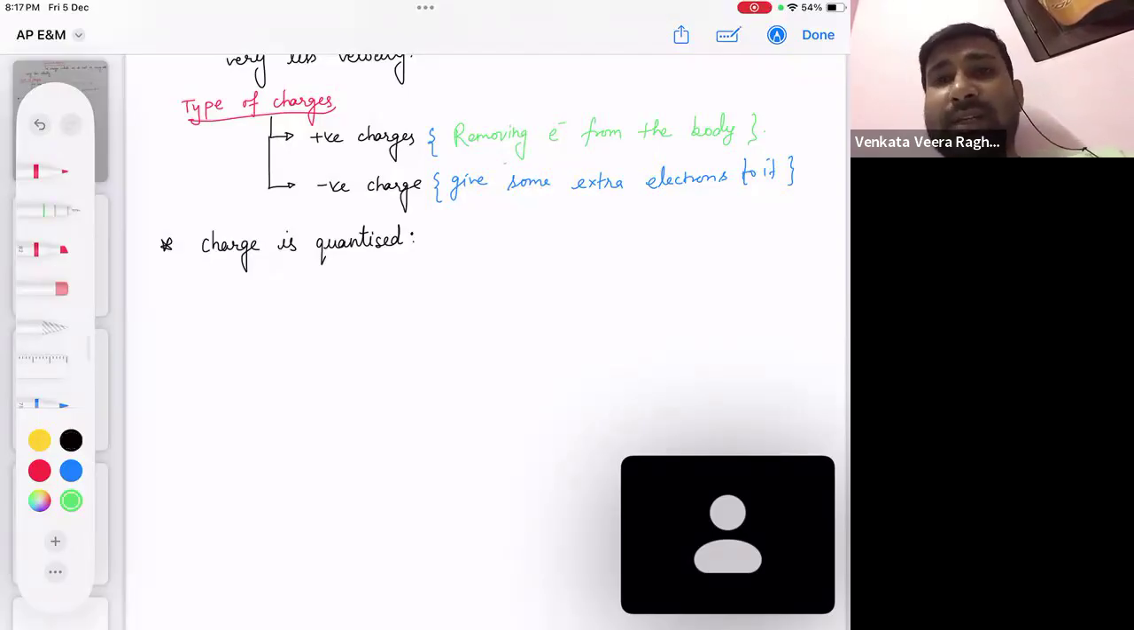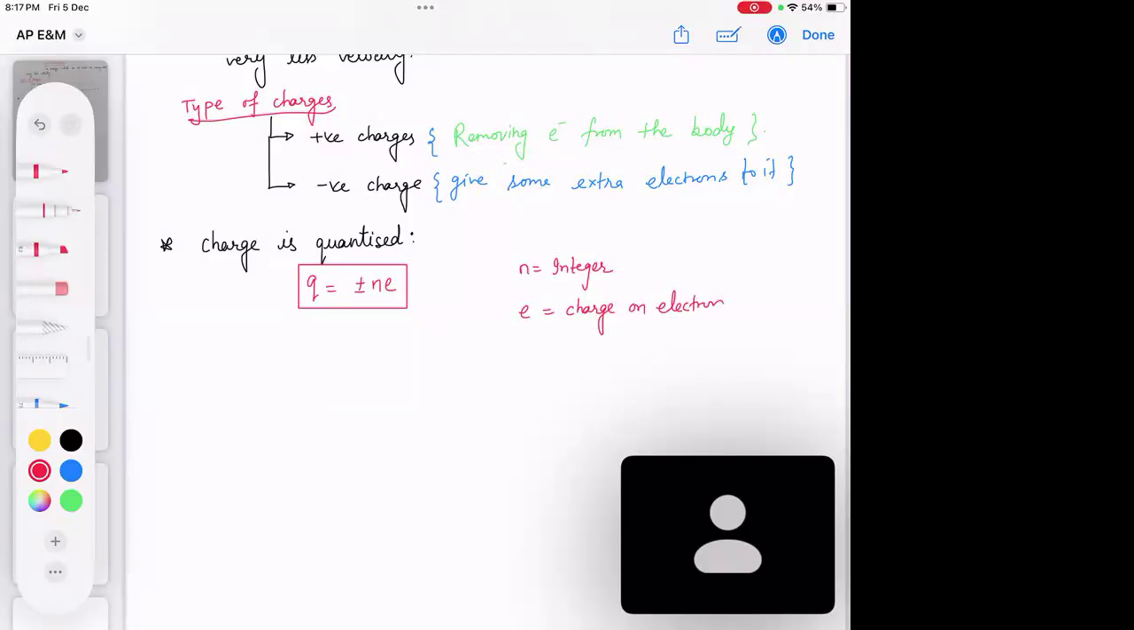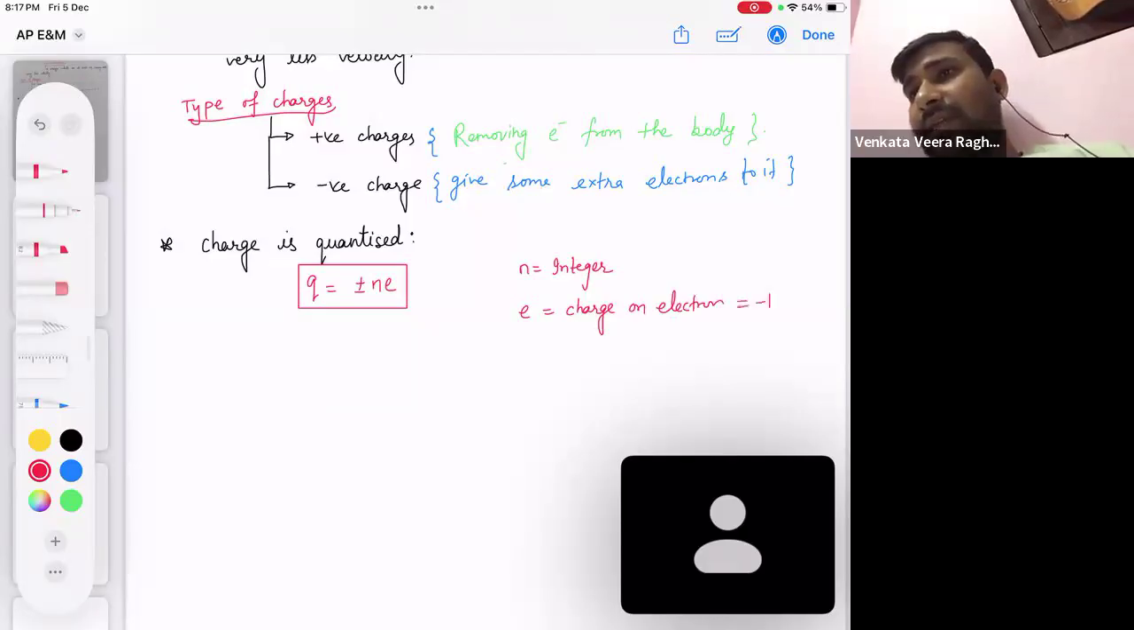Can we write it in a mathematical way that charge on a body is always going to be plus minus n e, where n is always going to be an integer and e is the charge of electron? What is the charge of electron? Charge of electron is minus 1.6 into 10 to the power minus 19 coulomb, right? Coulomb is the SI unit of electric charge.